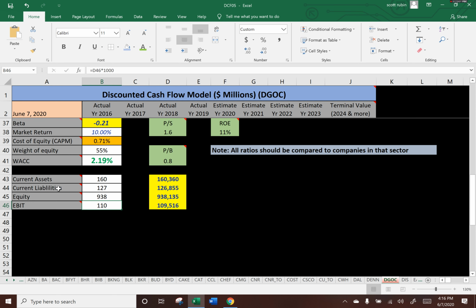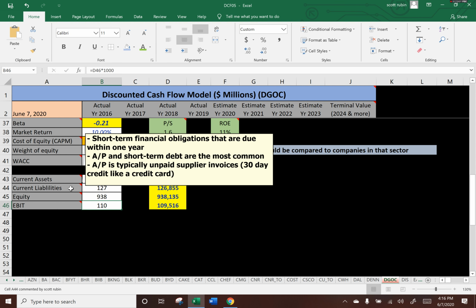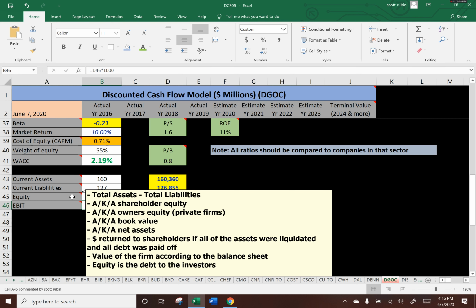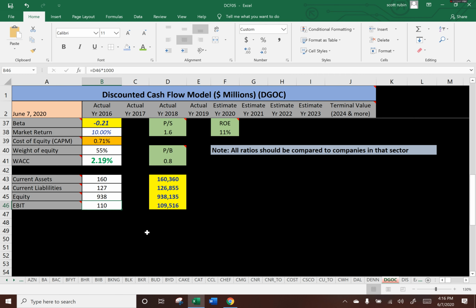And so current assets is pretty much your cash, accounts receivables, and inventory. Assets which could be easily converted to cash. Current liabilities are your short-term liabilities, which is accounts payable and short-term debt. And equity is the value of your company according to the balance sheet. It's total assets minus total liabilities. It also has different names like book value, which I'll call it in one of the ratios, or net assets. And EBIT, like I said, is earnings before interest and taxes.